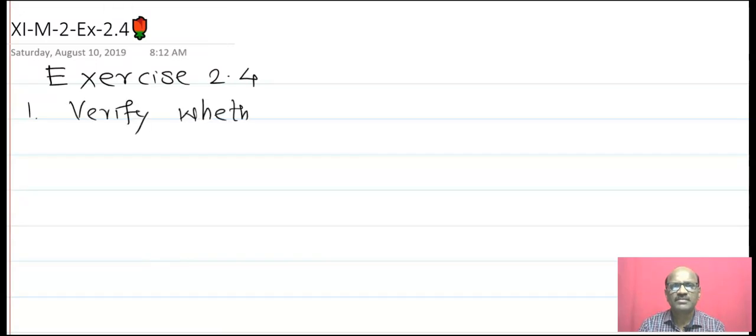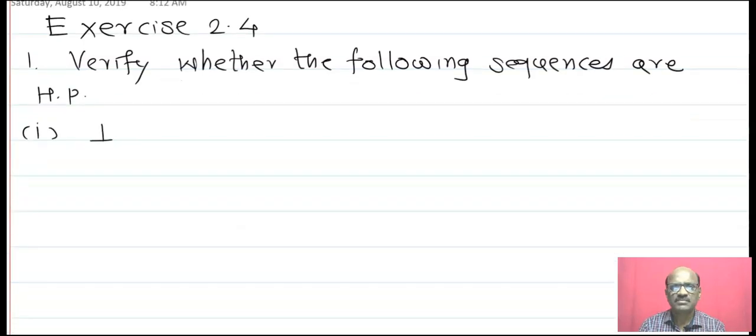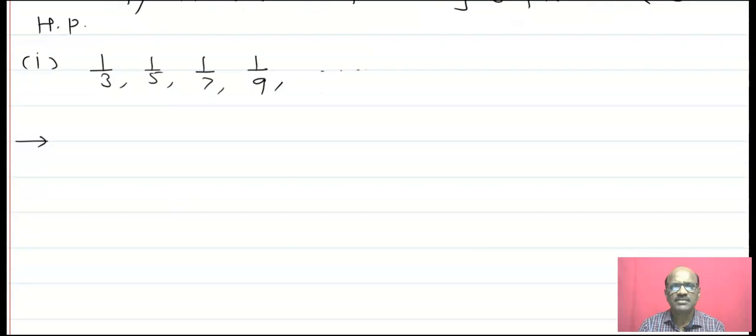Verify whether the following sequences are HP. Now the first is 1 by 3, 1 by 5, 1 by 7, 1 by 9.